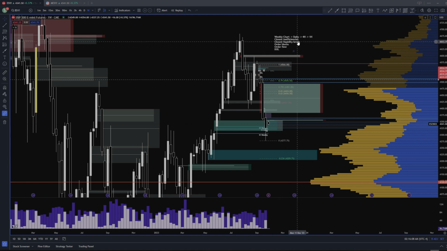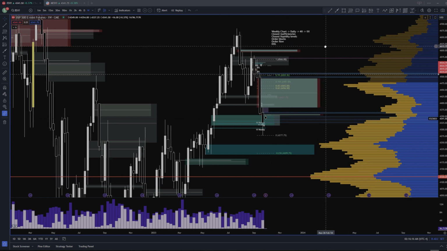We're going to look for the closest inefficiencies, closest liquidity levels, and the order blocks, determine what the order flow is, and then determine what is most likely the draw on liquidity.